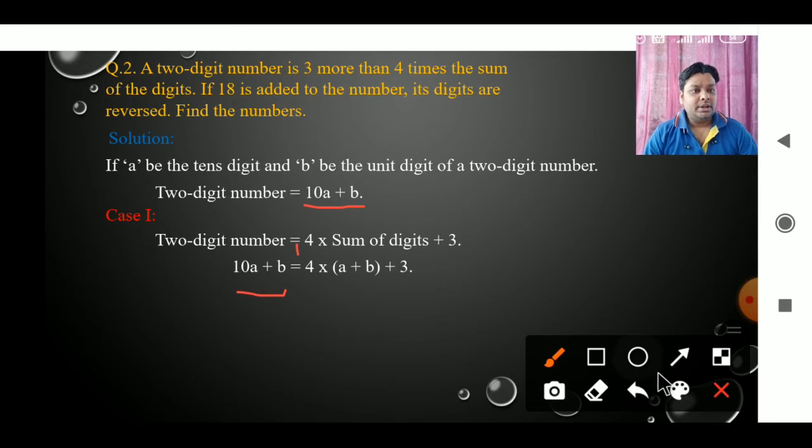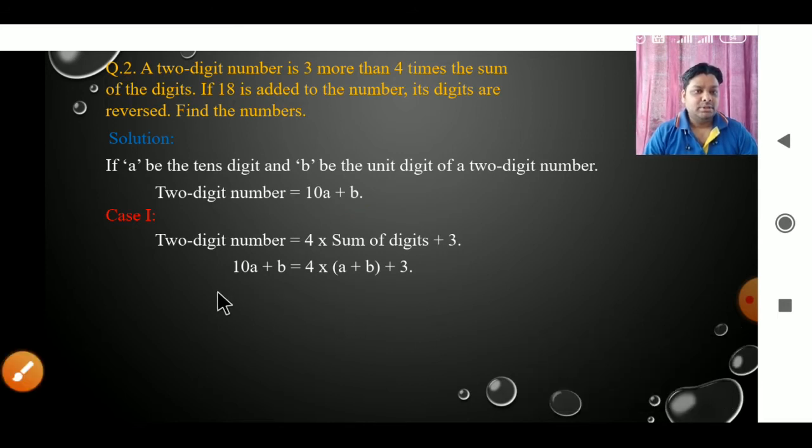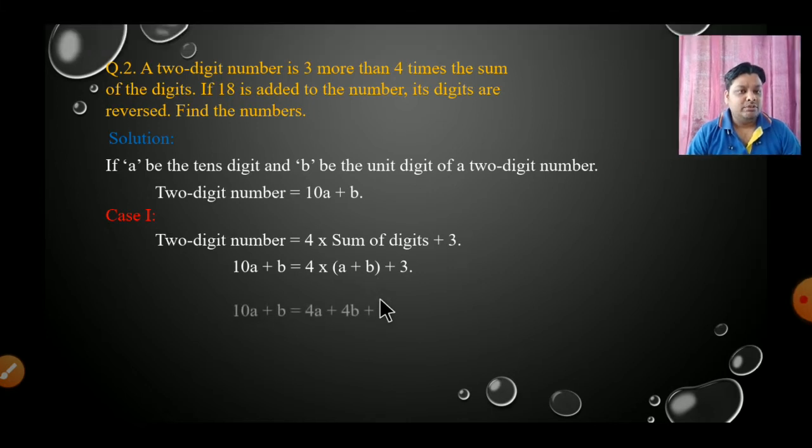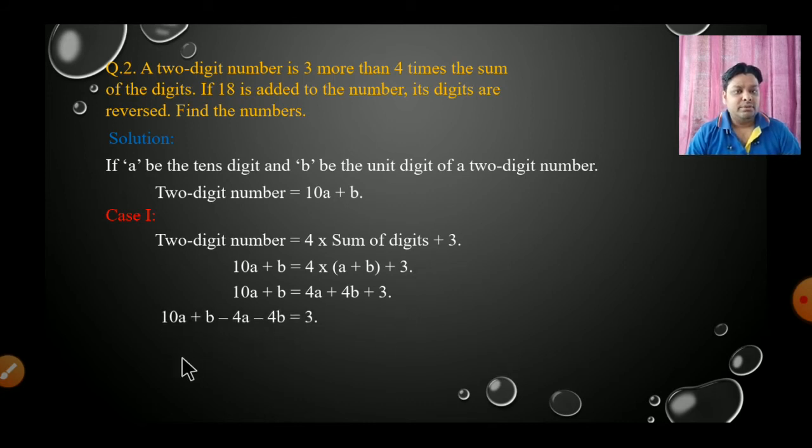Now we can solve it by the transposition method. At first by the distributive method, 10a plus b, here we will write. Now 4 into the bracket a plus b, means 4 will be multiplied with each term of this binomial, so it will be 4a plus 4b, and outside plus 3. Now again by the transposition method we will keep all the variables in LHS and all the constant terms in RHS. So what will it be? 10a plus b is already here. Now plus 4a will come as minus 4a, plus 4b will be minus 4b, and here 3 is left.